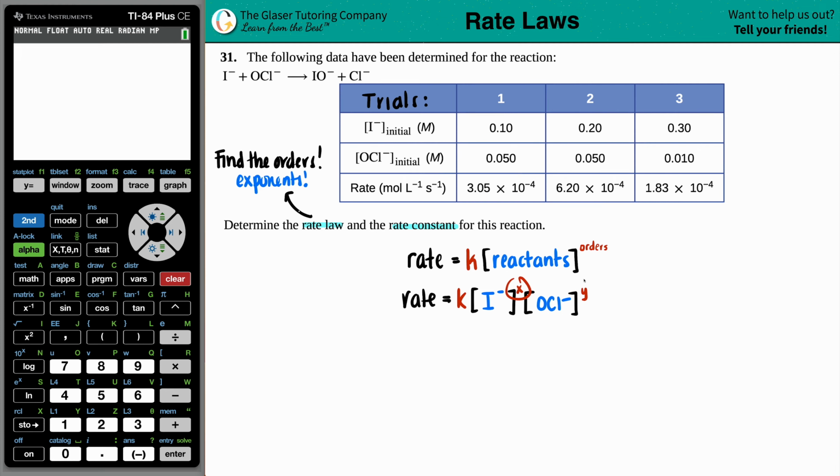So the idea here is I've got to get rid of one of them, right? If I want to solve for x, I have to somehow get rid of the y. And if I want to solve for y, I've got to get rid of the x. So this is where we go into our trials, and what we're going to do is make a ratio.